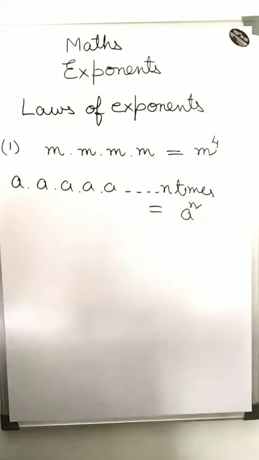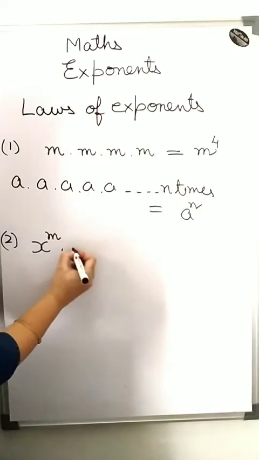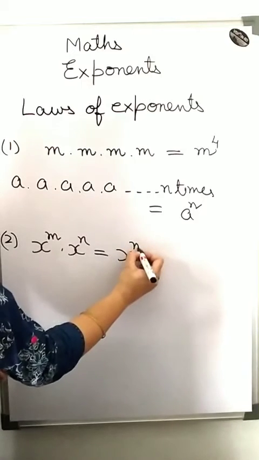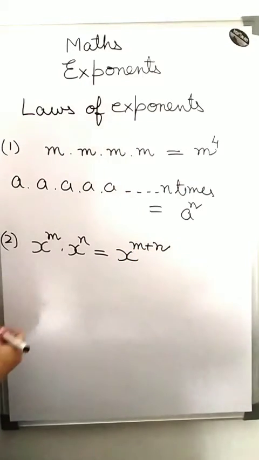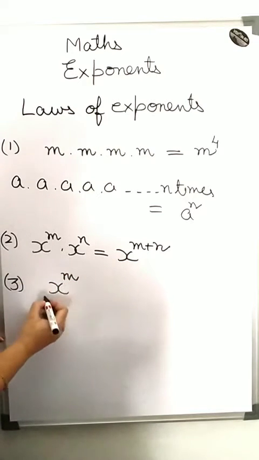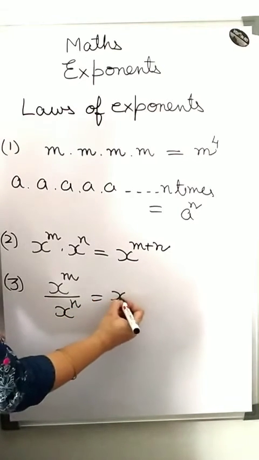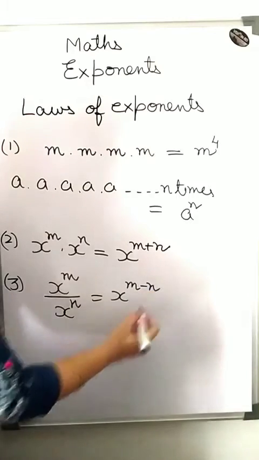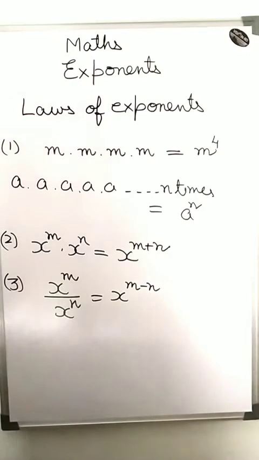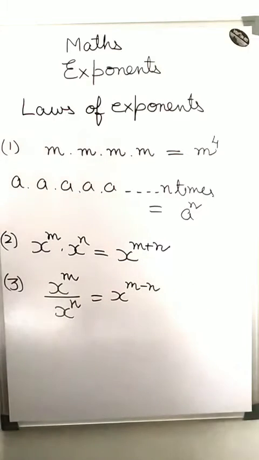And the second one is, if we have x to the power m times x to the power n, then we add the powers. Now x to the power m upon x to the power n: these two are in division. Then what do we do here? If these are in division, then we write x to the power m minus n.